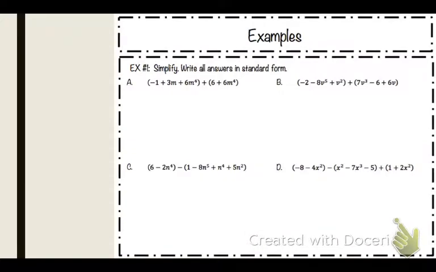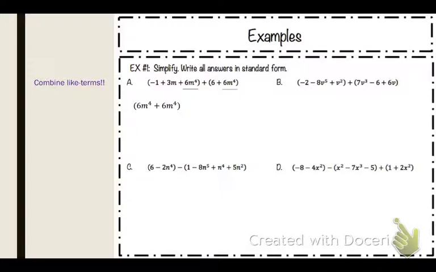Okay, let's do some examples. So we need to simplify these and write them in standard form. Remember, standard form is when the exponents go from greatest to least. Okay? If there's an addition in between, you're just going to combine like terms. So let's look at this first example, A. So we have -1 plus 3m plus 6m to the 4th plus 6 plus 6m to the 4th again. So let's just look for our highest exponent there. Our highest exponent there is a 4. So let's combine our 6m's to the 4th. So we have 6m to the 4th plus 6m to the 4th.